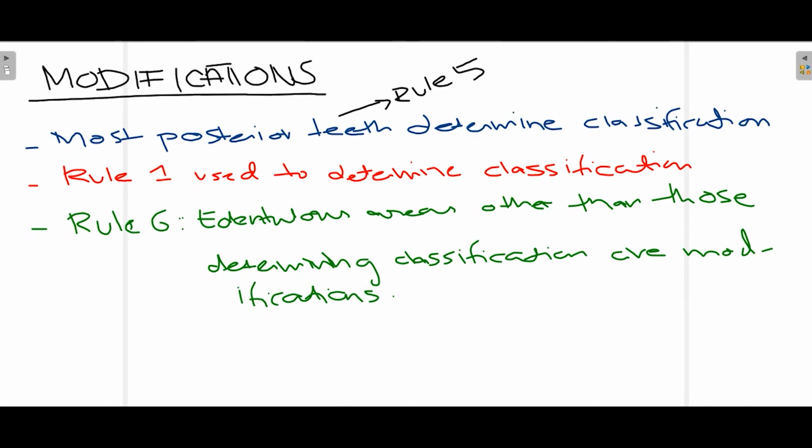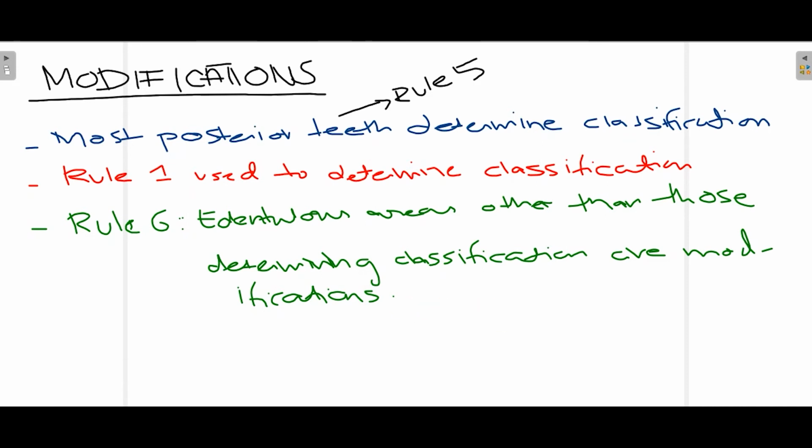Rule 1 suggests that after extraction we determine the final classification, and Rule 6 is for modification. The actual classification is determined by the most posteriorly edentulous areas. Other areas where there is edentulism are the modifications, and we count the number of modifications present in the arch.